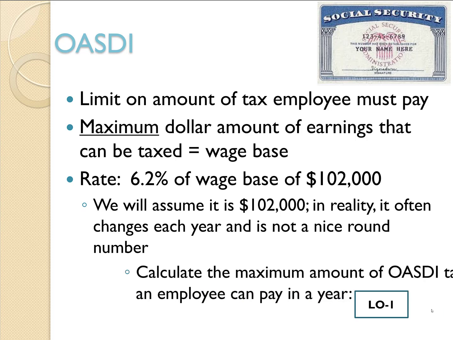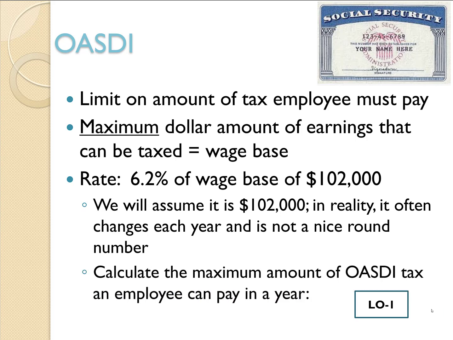So what I want you to do now is calculate the maximum amount of OASDI tax that an employee can pay in a year. Go ahead, pause the video, and actually calculate. What's the maximum that any of your employees would pay in a year for OASDI? Because your job in payroll is to make sure that no one pays more than that. To calculate that, you're going to take the $102,000 maximum times 6.2%, and that gives us $6,324. Again, that's the maximum amount that one employee could pay into OASDI, Social Security, in a calendar year. And it's your job to make sure that no one pays more than that.